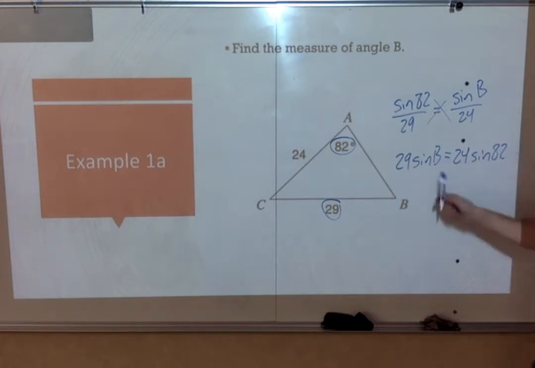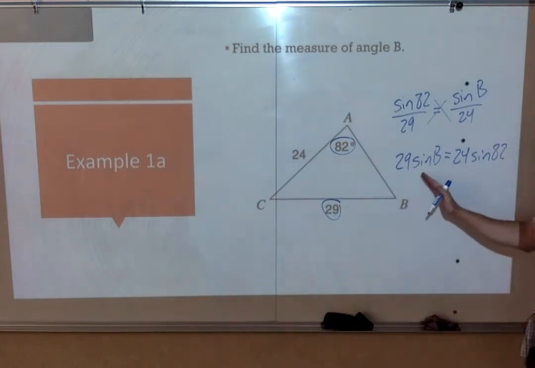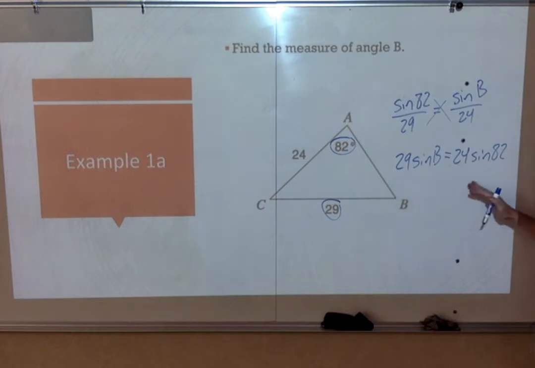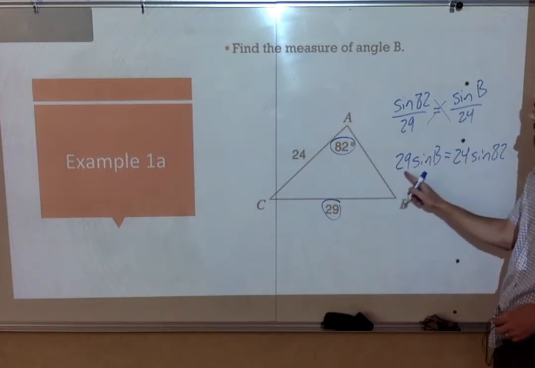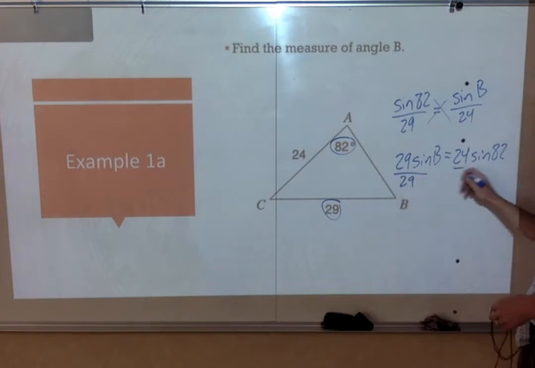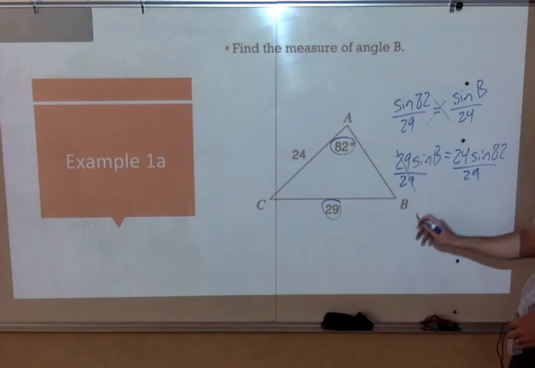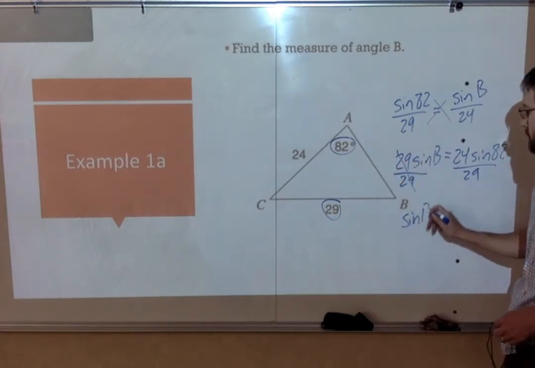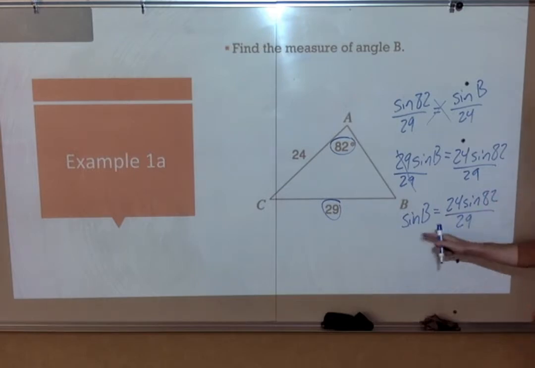All right, we're trying to figure out what B is. We're trying to isolate that variable. The way we do that is moving from the inside out. We're peeling away the outermost layer first. The furthest thing from B is this 29. It's times 29, so I have to get rid of it by dividing by 29. And I get that sine of B is equal to all of this, 24 sine 82 over 29.